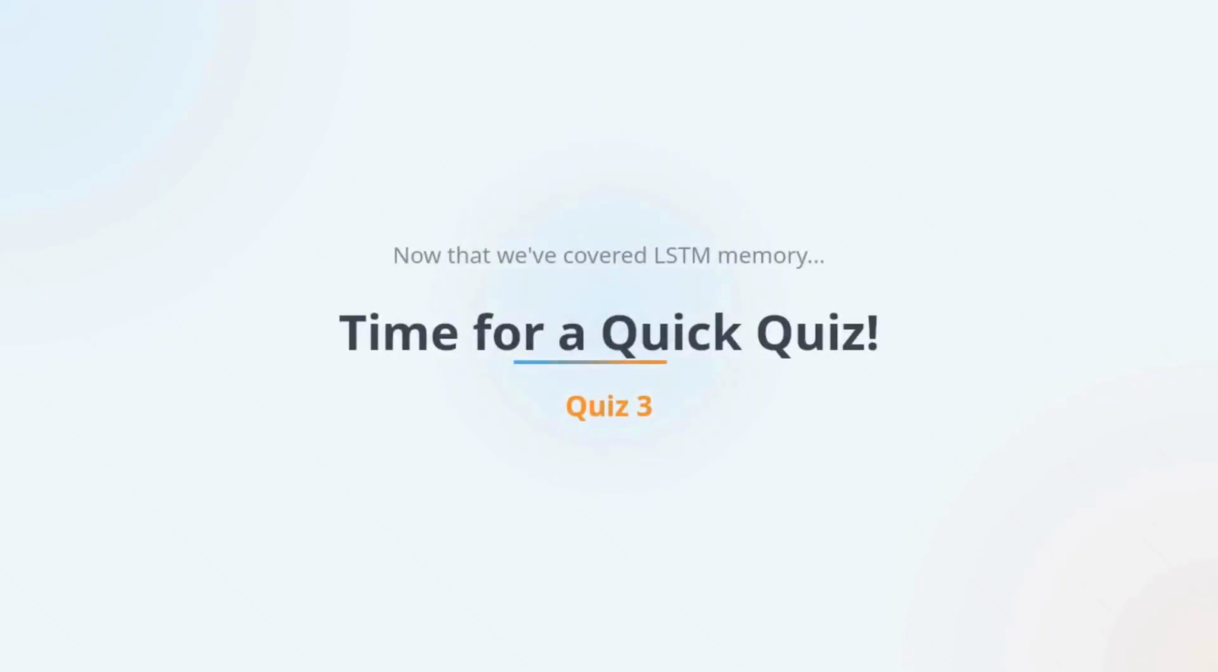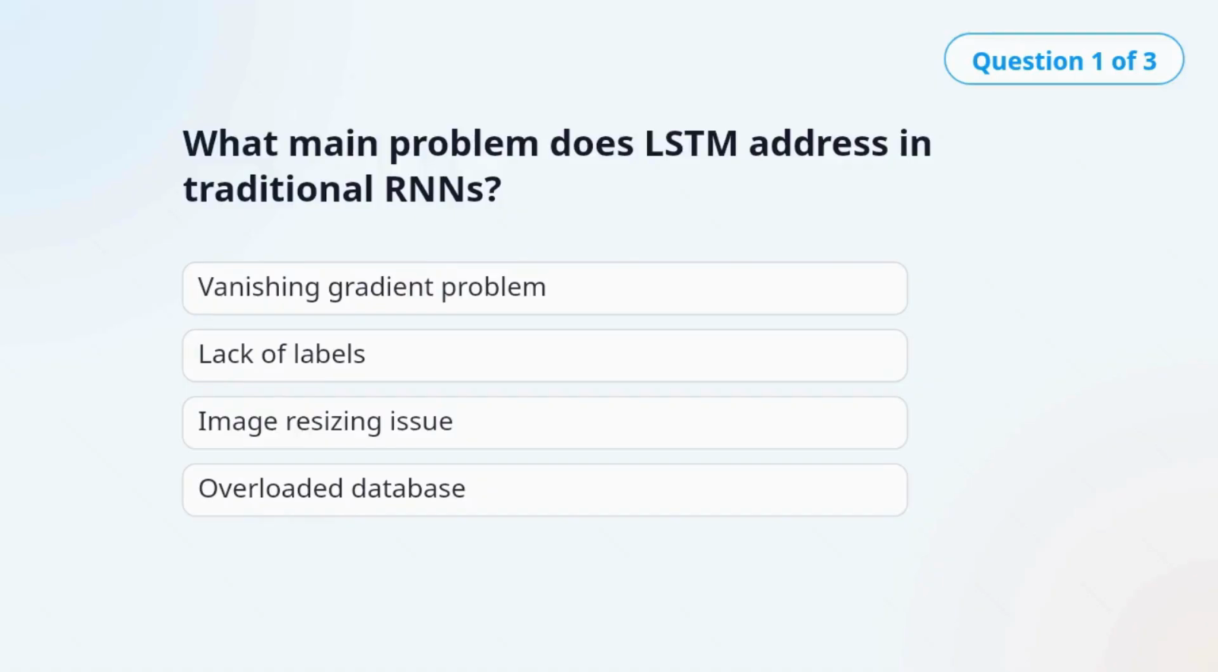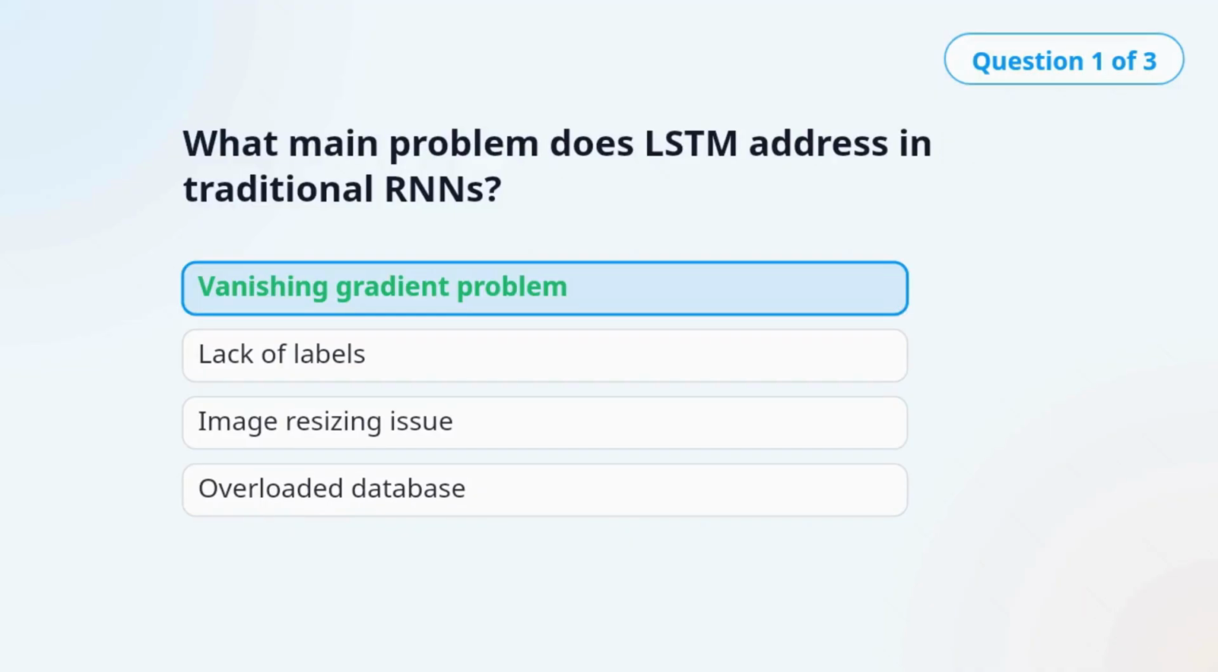Now that we've covered LSTM memory, let's test what we've learned so far. Here's quiz number 3. See if you can get it right. Question 1. What main problem does LSTM address in traditional RNNs? The correct answer is vanishing gradient problem. LSTM was introduced to help RNNs learn long-range dependencies by reducing the impact of vanishing gradients.